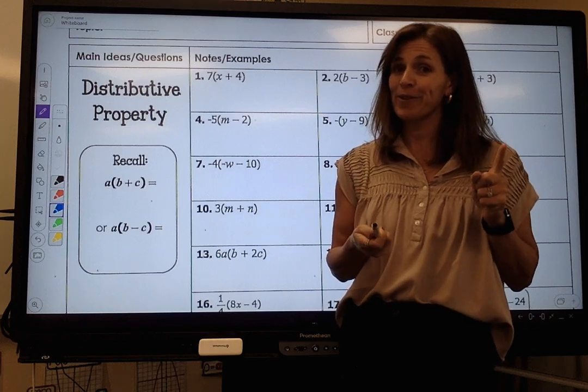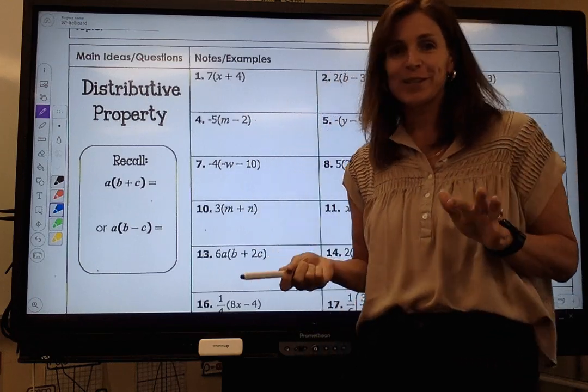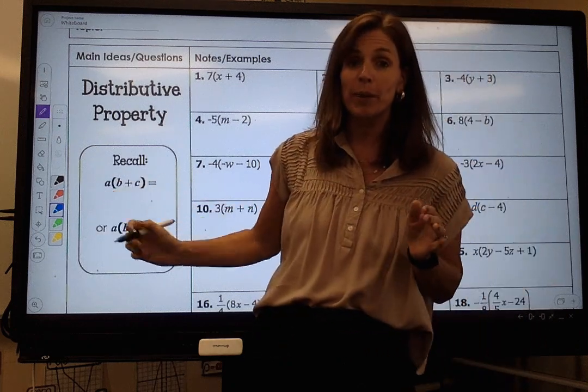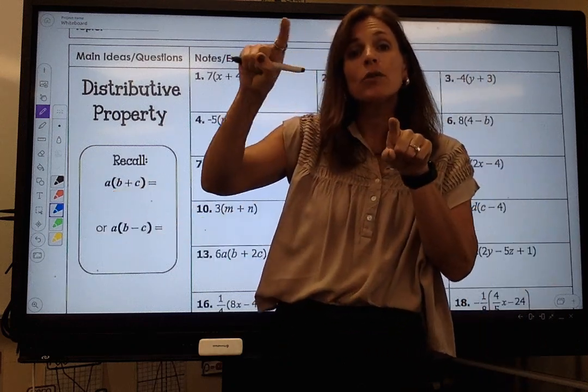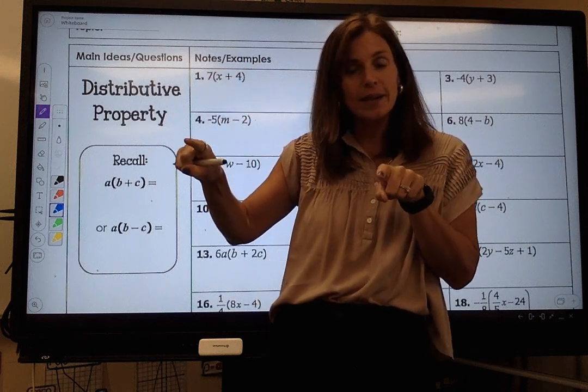Slow me down if you haven't already. The distributive property, you've seen it time and time again. It hasn't changed. We've talked about properties already, so let's recall what distributive property means. It means you distribute using multiplication equally to everything inside that parenthesis.